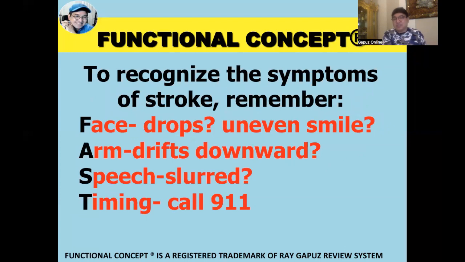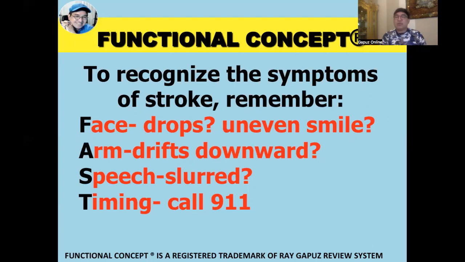Now, to recognize the symptoms of stroke, remember to always move FAST. What does that mean? FAST is an acronym for four areas that you need to be familiar with. Look at the face. Is there a sudden drop on one side of the face, or an uneven smile? Ask the patient to raise the arms. If one drifts downward, that could mean the patient is having a stroke. And then the speech, is it slurred? If the patient all of a sudden has difficulty speaking, that could be a stroke.